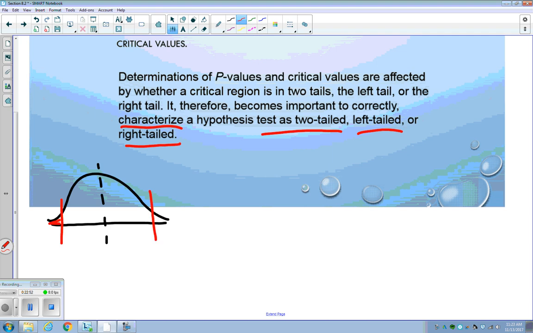These are my critical regions. This is going to be a two-tailed test, and it's going to be when the alternative hypothesis uses not equal to. When the alternative hypothesis is not equal to, I have a two-tailed test.